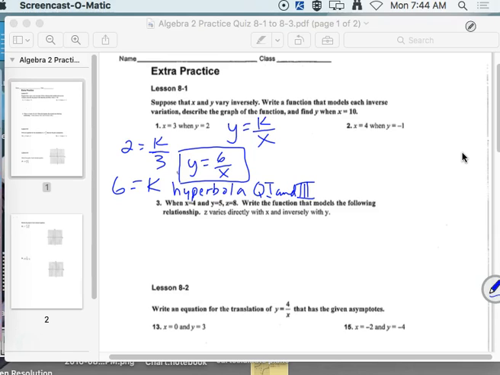All right, we're not quite done. It says we're supposed to find y when x equals 10. So what should we do? Exactly. y equals 6 over 10. And decimals will be just fine with variation. If you want to reduce it to 3/5, that would be fine. All righty. So you think you can do 2 on your own? Give it a try.